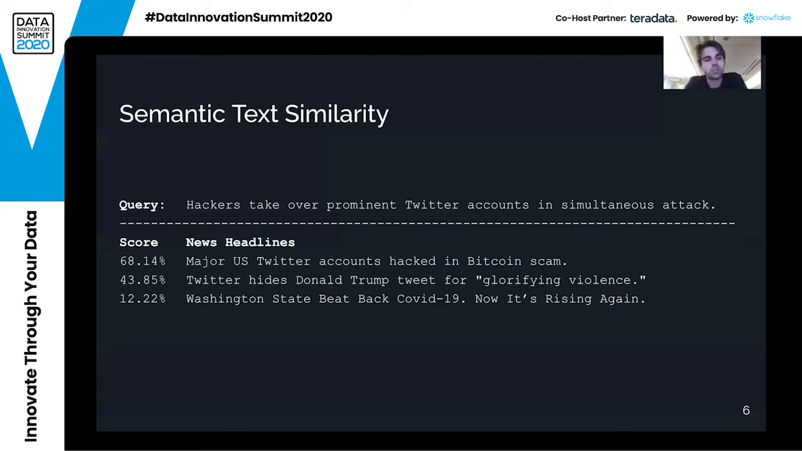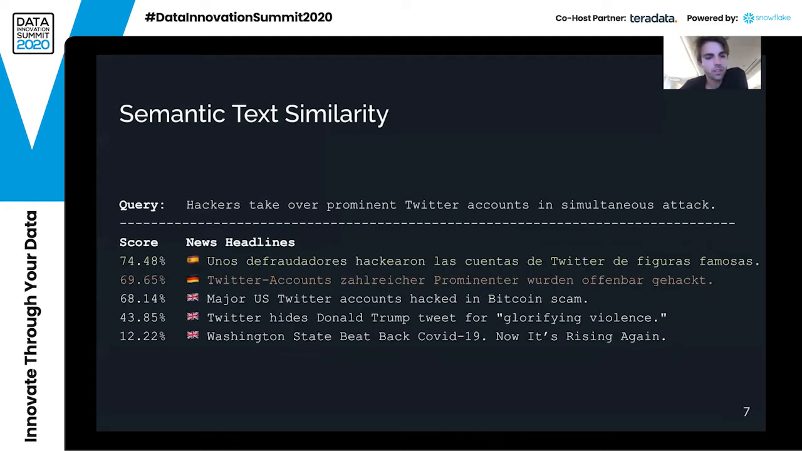Another thing that would be nice is if this wouldn't only work in English, but also in other languages that I might be interested in reading about, for example, Spanish and German. The first one, unos defraudadores hackearon las cuentas de Twitter de figuras famosas. The Spanish one is more or less saying the same as the query, so this is the most similar to the query.